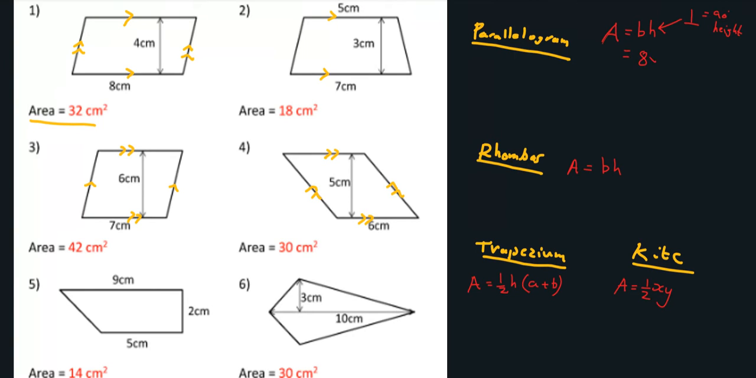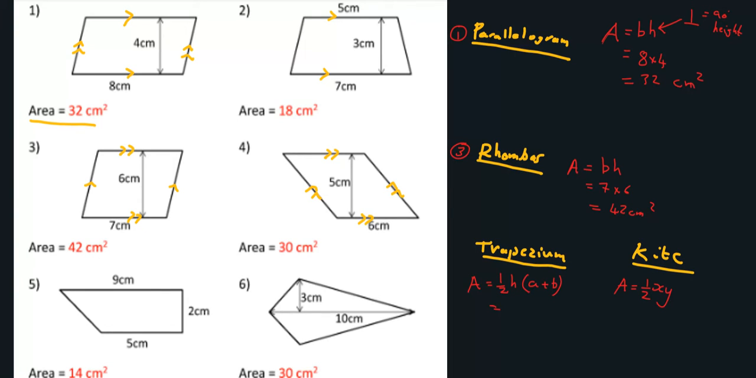So let's work out the first one. We've got 8 times 4, which is 32 centimetres squared. That's for question 1. Let's do the rhombus, which is question 3. So we've got the base times the perpendicular height, which is 42 centimetres squared.